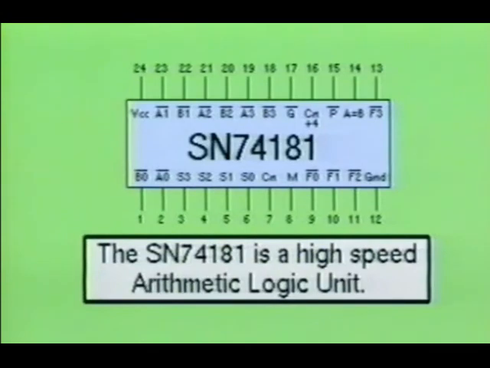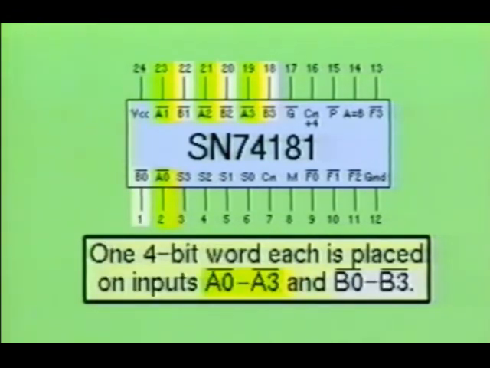Here we see the SN74181 integrated circuit. It is a high-speed arithmetic logic unit that has a complexity of 75 equivalent gates in a 24-pin monolithic IC package. This IC performs 16 binary arithmetic operations on 2 4-bit words. One 4-bit word is placed at inputs not A0 to not A3, and the second 4-bit word is placed at inputs not B0 to not B3.